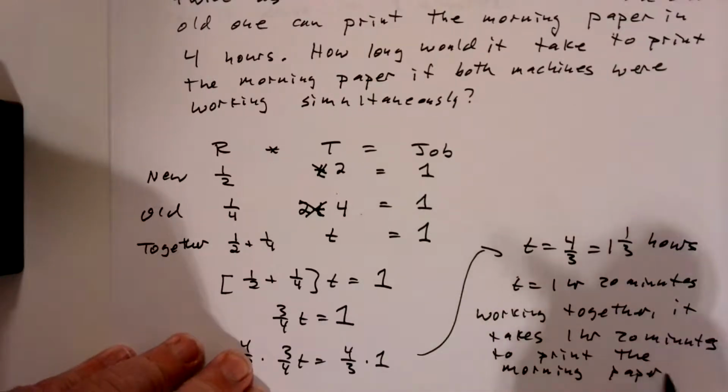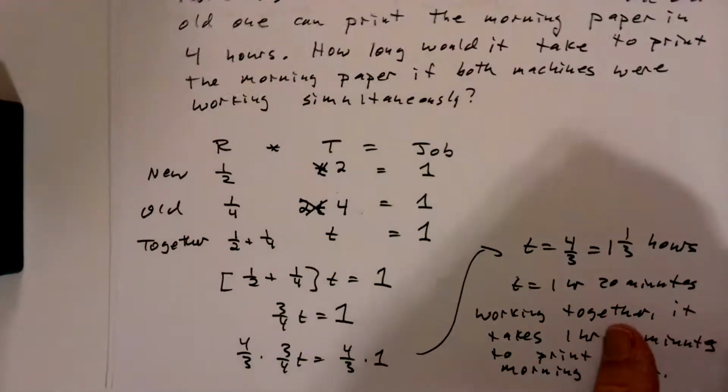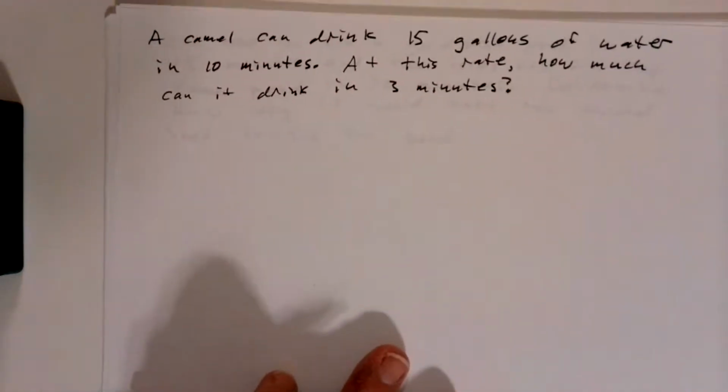Okay, not bad. A little easier problem than the last one that we did with the apprentice and the journeyman. All right, next. A camel can drink 15 gallons of water in 10 minutes. At this rate, how much can it drink in 3 minutes?